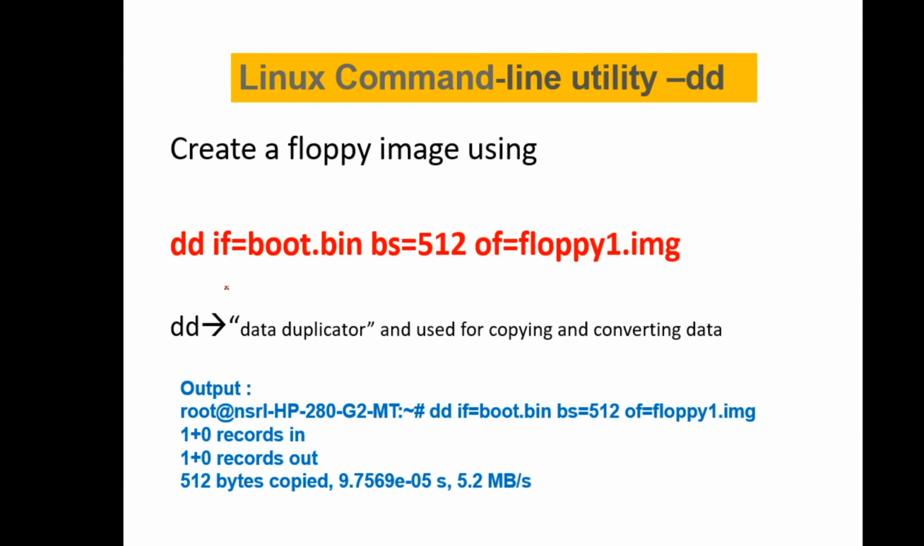So to create a floppy image, we have converted your assembly language file into the bin file. Now it's time for us to create a floppy image from the bin file. So the command is the dd command. dd is data duplicator, so it is used for copying and converting the data.